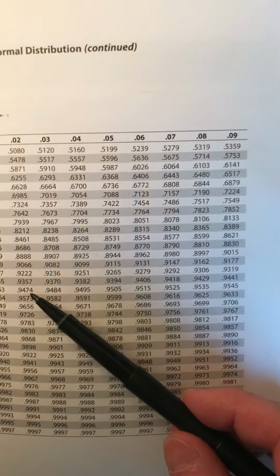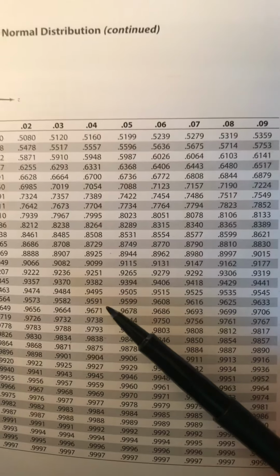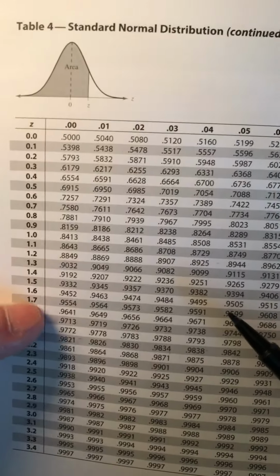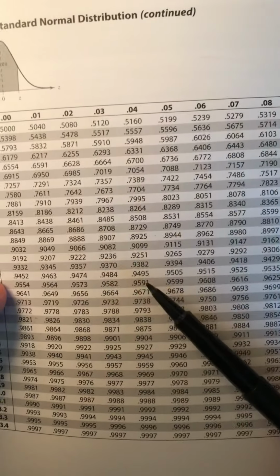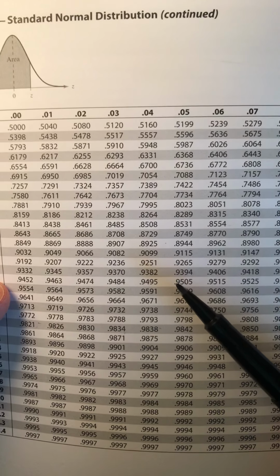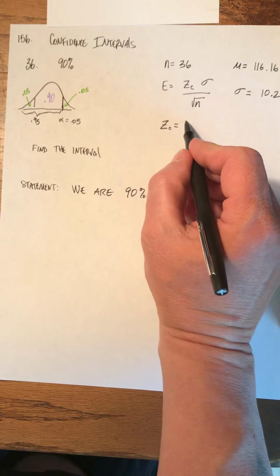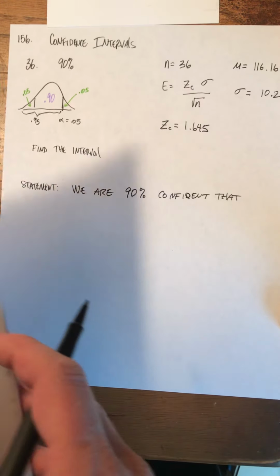So if I'm going down this chart and I'm looking for 95%, it should land actually right in between these two scores. I don't know if you can see that or not. These two scores are a 1.6, and we're coming over, and it's in between 4 and 5, directly in between 4 and 5. So we're going to say 1.645. That's going to be our z-score.